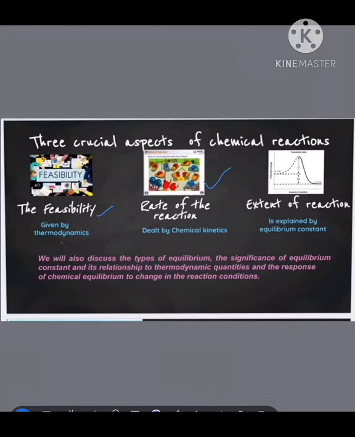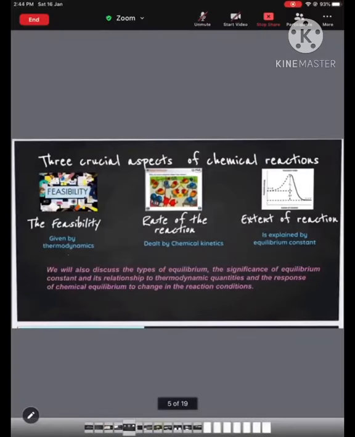Last is the extent of reaction, whether the reaction has completed or to what step the reaction has reached, whether all the reactants have reacted together to form the product. All these things can be explained by using the equilibrium constant. So we will discuss the types of equilibrium, the significance of the equilibrium constant and its relationship to thermodynamic quantities, and the response of chemical equilibrium to change in the reaction conditions in detail now.